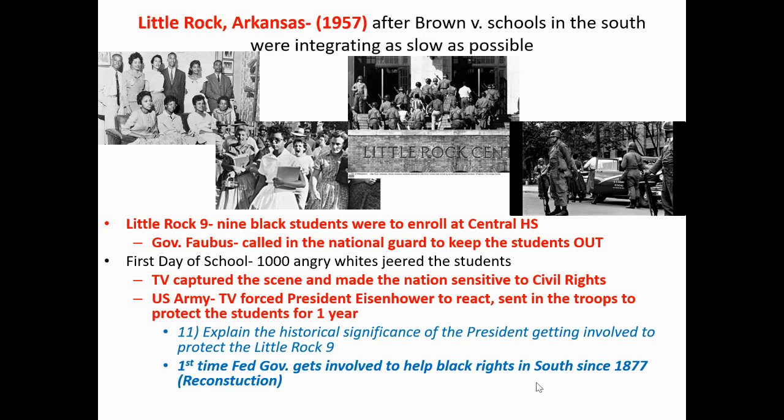reacted by sending in the U.S. Airborne, 101st Airborne, who were the people that landed at D-Day, okay, to protect the students for a whole year. They showed up with tanks, bayonets, machine guns, the whole thing. And the historical significance of the president getting involved to protect the Little Rock Nine here, the answer is already there, guys, is this is the first time the federal government has gotten involved to help Blacks in the South since 1877. To a lot of Southerners, they felt that the North had invaded them again.